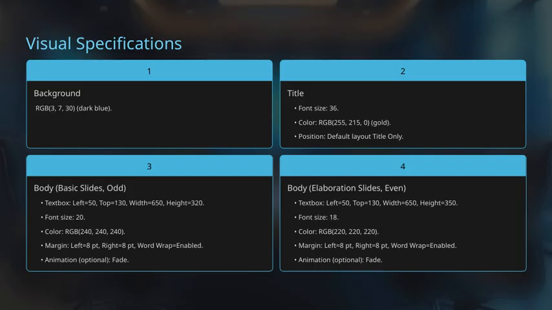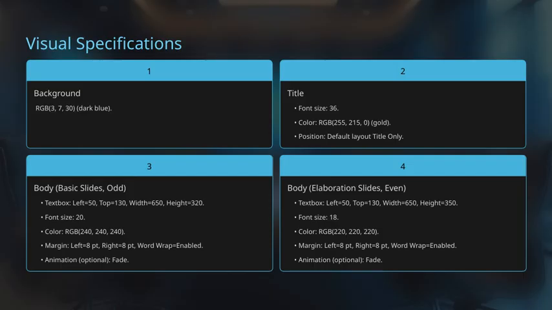The margins are set to 8 points on both the left and right sides, ensuring the text isn't cramped. Word wrap is enabled to flow the text neatly within the box. An optional fade animation can be used to introduce the content smoothly. For the title, the font size is larger at 36 points, and the color is a bright gold with RGB 255, 215, 0, helping it stand out clearly against the background.